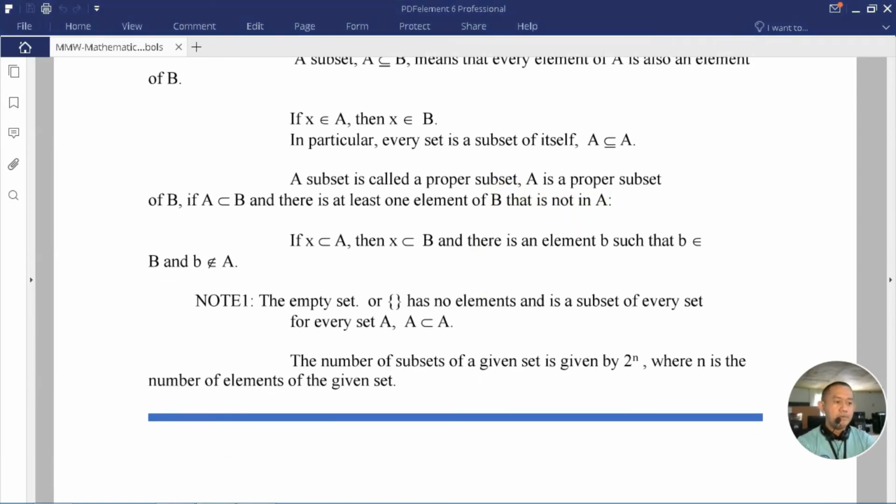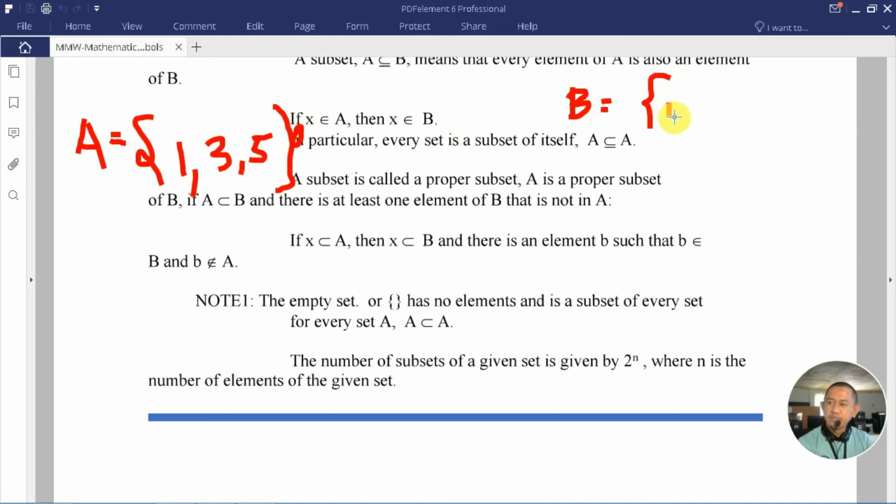To make it easier to understand the proper subset, for example, we have A with elements 1, 3, and 5. Then we have B with elements 1, 3, and 5. So this is a subset, since they are the same. Or we add another one, 6, so we have 1, 3, 5 and 1, 3, 5 here. So we can say that A is a subset of B.